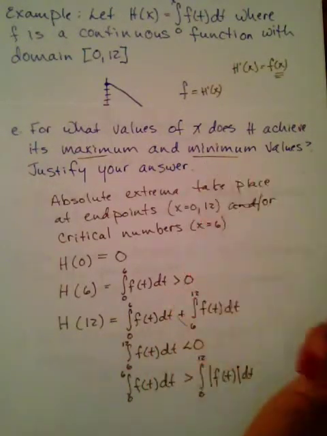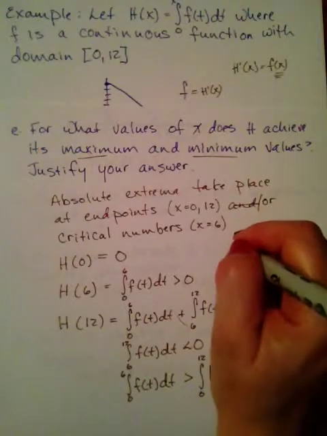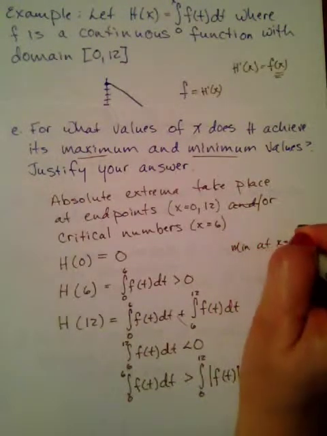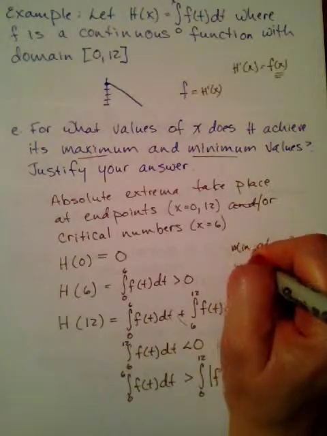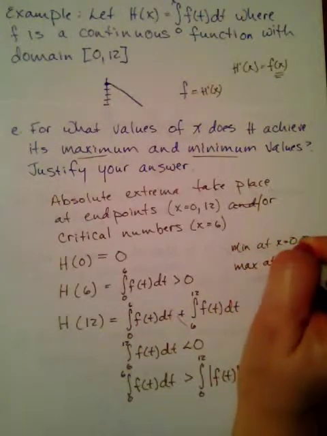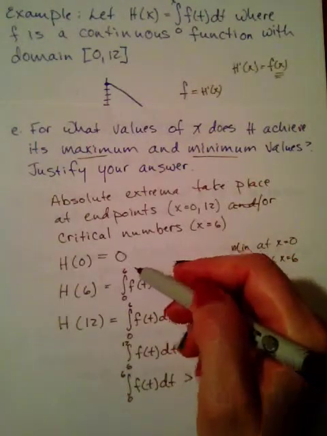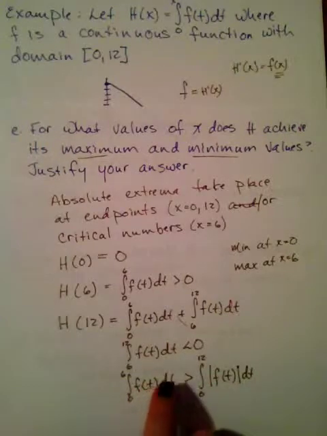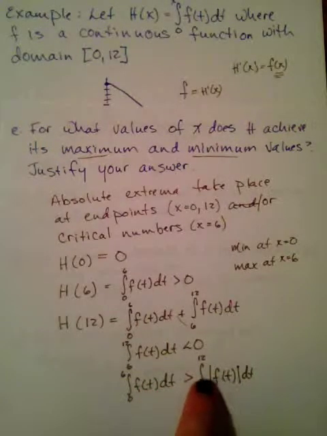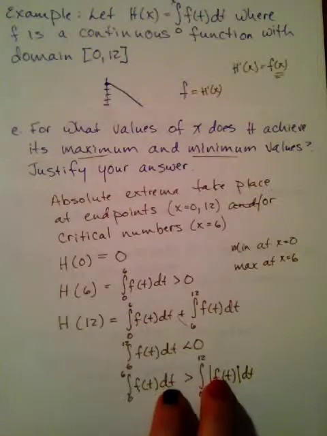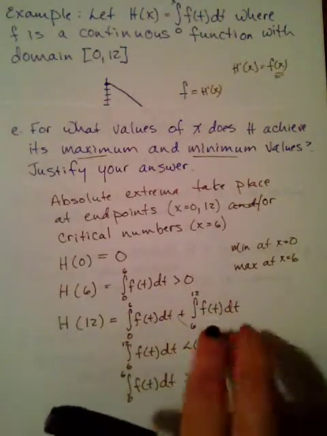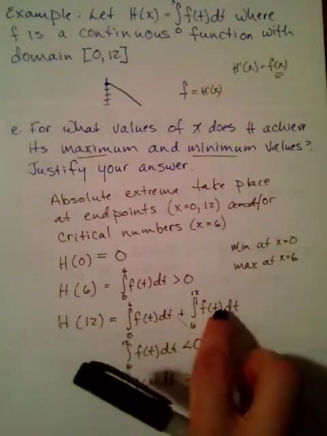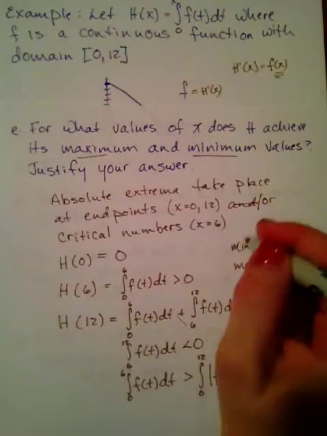So it says, for what values of x? We know that there is a min at x equals 0 and a max at x equals 6. Now I know that this is the min because of this right here. This is greater than this, so our positive piece is overwhelming our negative piece, so we're going to still end up with something positive out at the end. And I know that it's bigger at 6 than 12 because we are subtracting a piece out here.